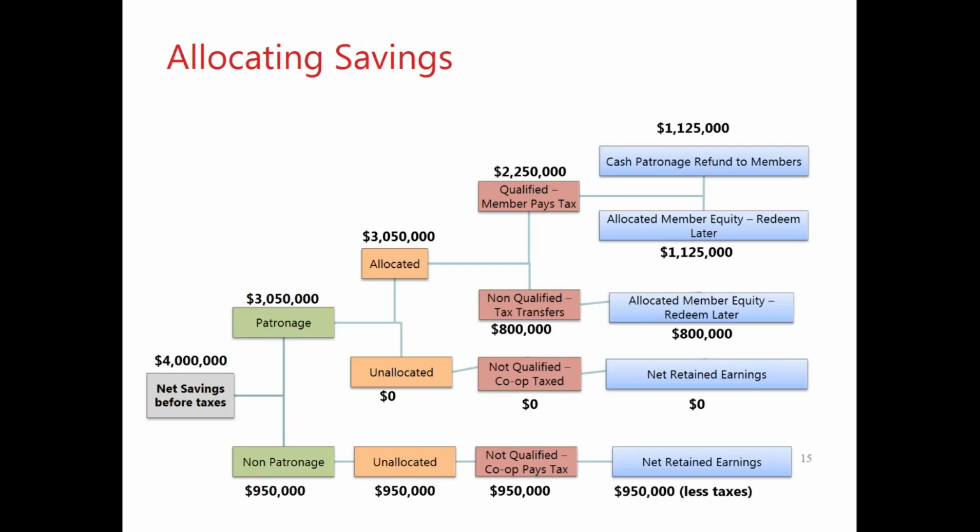So I'll just advance it once more and show the outcome. So what the members are going to get in aggregate, $1.125 million is cash. They're going to have allocated equity increased by $1.125 million. And they're also, in a qualified way, going to pay the tax on the $2.25 million. The non-qualified allocation that came from the regional stream, that $800,000, goes as allocated equity on the co-op's balance sheet in the members' names, but they don't pay the tax on that. This is a non-qualified distribution at that point, and the co-op is going to pay the tax on that.